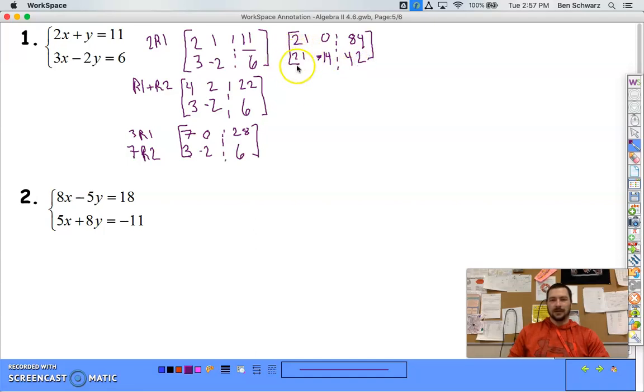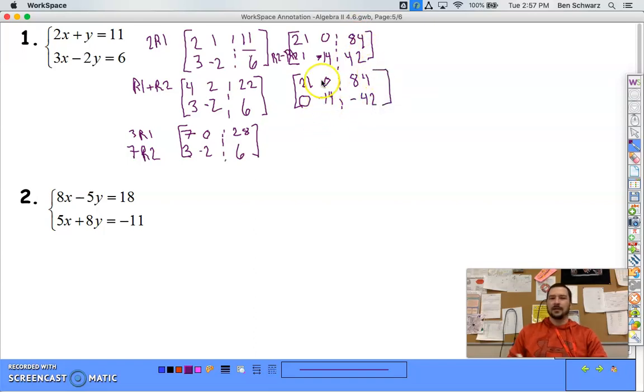So now, since I want my 0 here, I'm going to take row 2 minus row 1. Again, on Delta, you're going to have to change one of these to a negative, so you might multiply by a negative 7 here, right? So let's go ahead and do that. So row 1 stays the same. Okay, row 2 minus row 1, so 0. Negative 14 minus 0 is still negative 14. 42 minus 84 is negative 42.